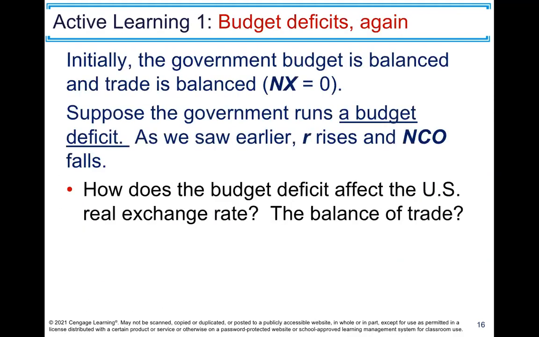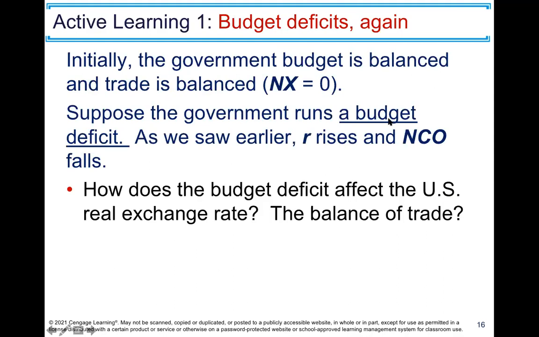All right, so let's look at what a budget deficit would do to the interest rate, to NCO, and to the exchange rate. We're going to say that initially the budget is balanced and trade is balanced as well, so NX equals 0. Let's remember the difference between a government budget and a trade budget. The government budget is the difference between taxes and government spending, G and T. And trade is the difference between exports and imports.